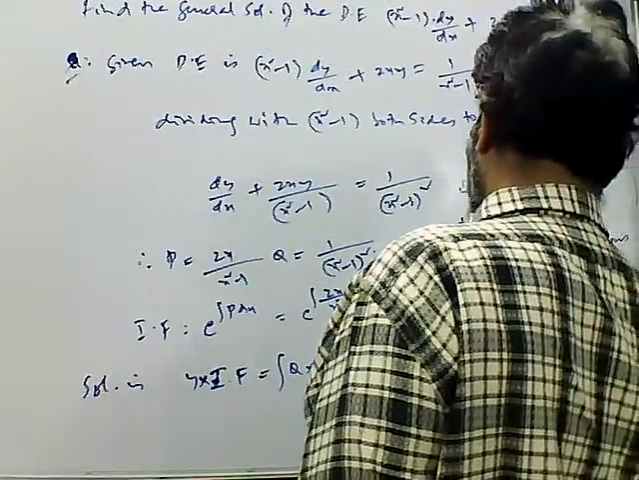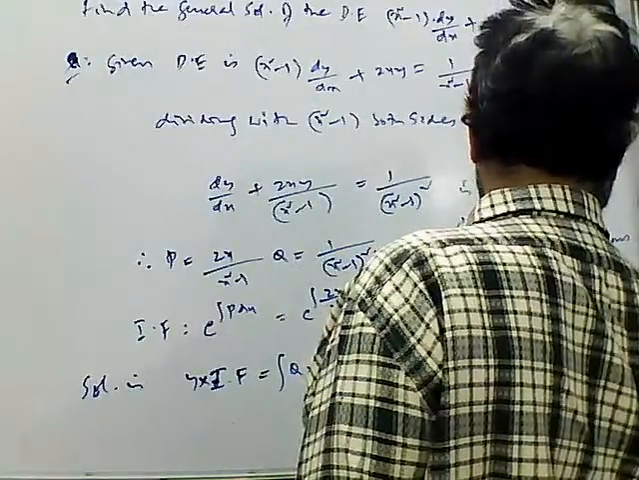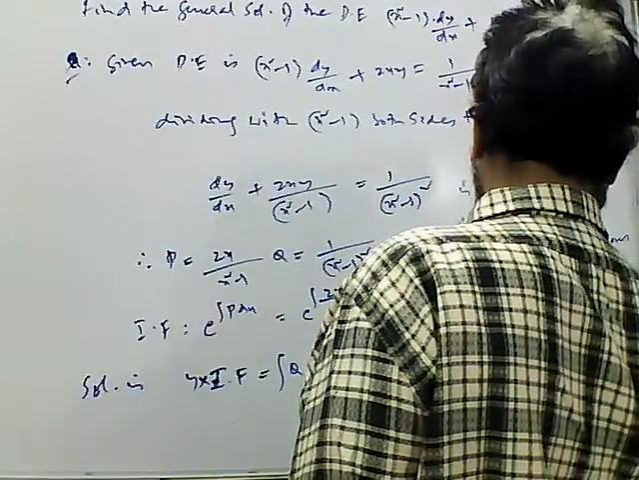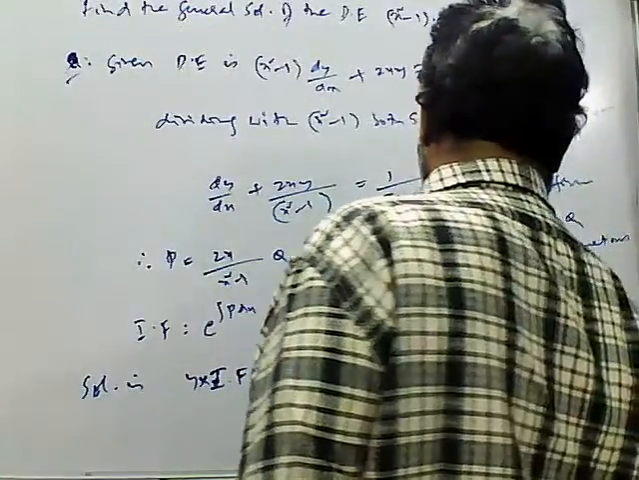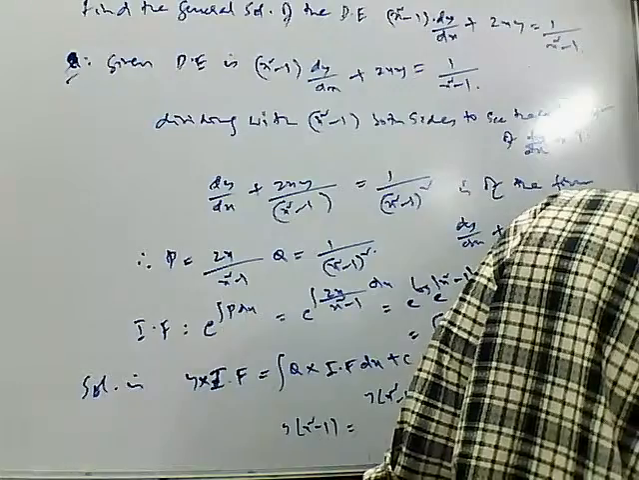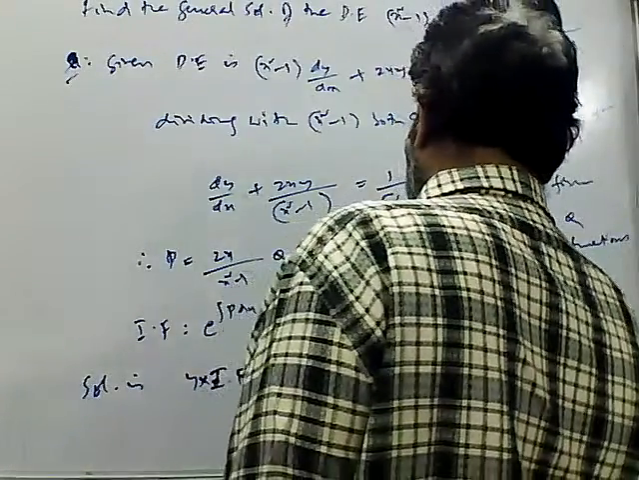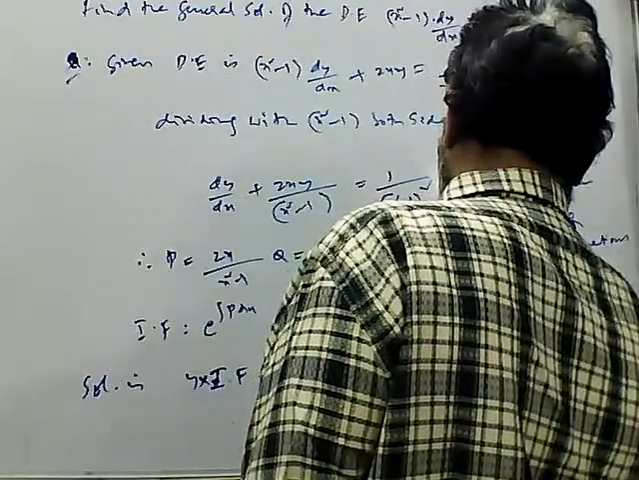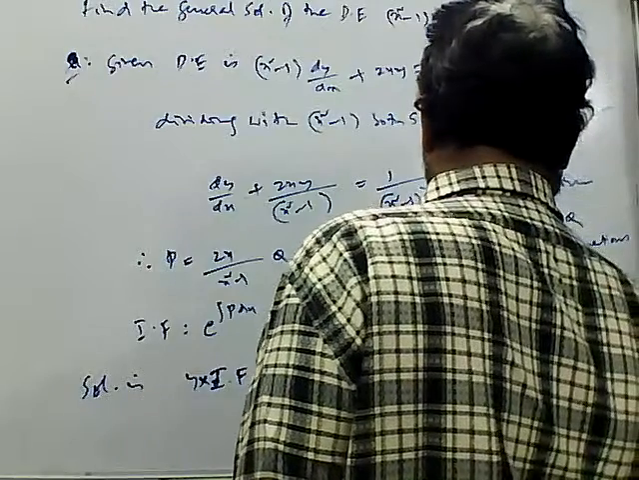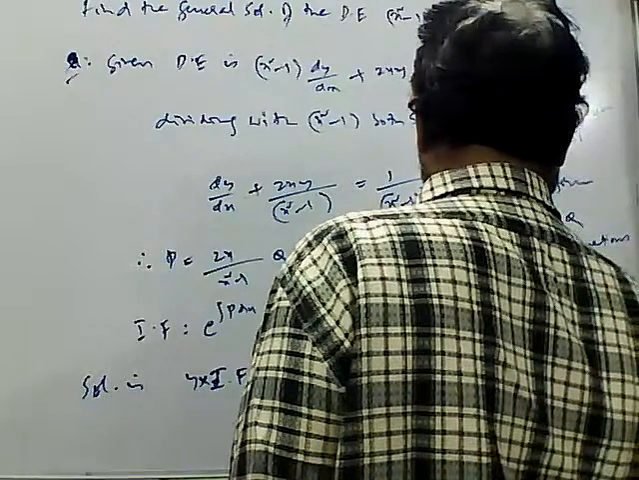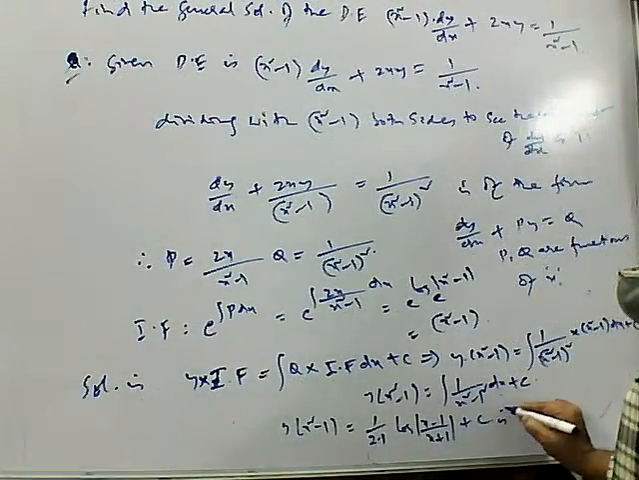So y into (x square minus 1) is equal to integral 1 by x square minus 1 dx plus c. This is 1 by x square minus a square, which gives y into (x square minus 1) is equal to 1 by 2 log of (x minus 1) by (x plus 1) plus c. That is the answer. This is the required general solution.